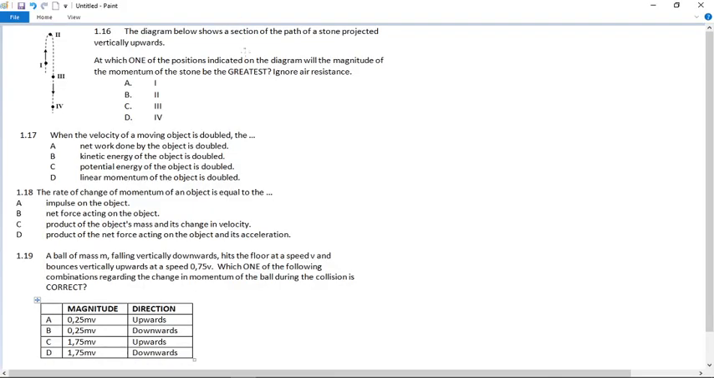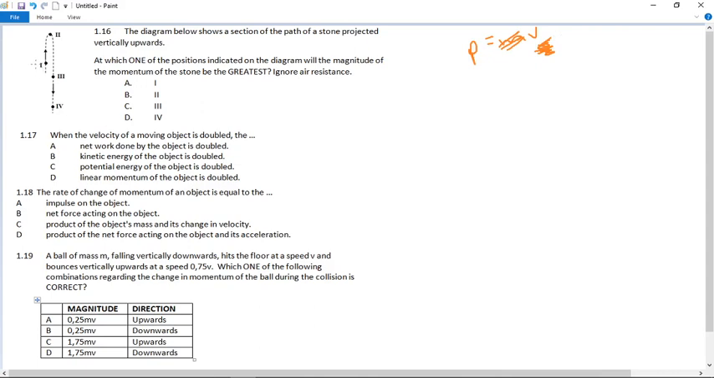Okay, now we've got this question, which is also in the projectile motion questions that I did. The diagram below shows the section of a path of a stone projected vertically upwards. At which one of the positions indicated on the diagram will the magnitude of the momentum of the stone be the greatest? Okay, so P equals mv. We are not changing the mass of the stone, so we want to look at the velocity of the stone. How will we get a big momentum? We will get a big momentum with a big velocity.